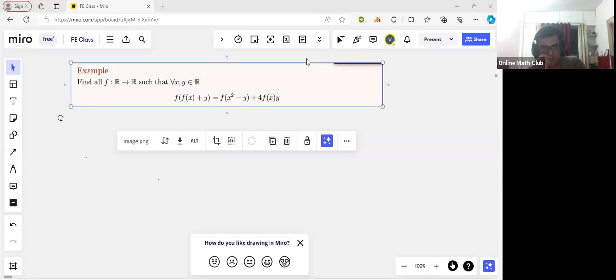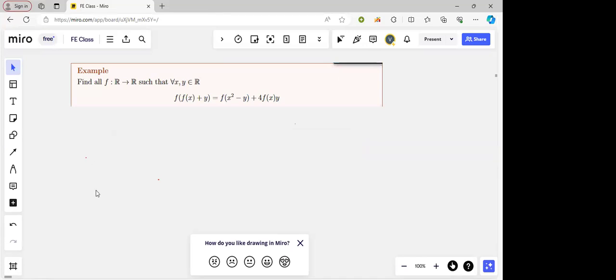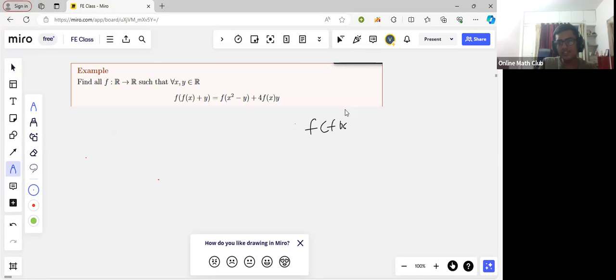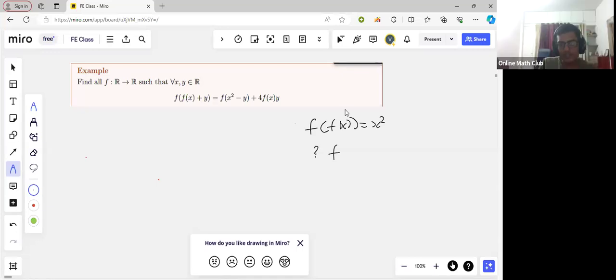So firstly, what do you think is the solution set for this? What do you think works? I think we should start with y equals 0 and then prove injectivity. This is what we're getting: f of x is equal to f of x squared. So this suggests that the solution set is probably going to be f of x equal to x squared. Yeah, maybe f of x equal to x squared.